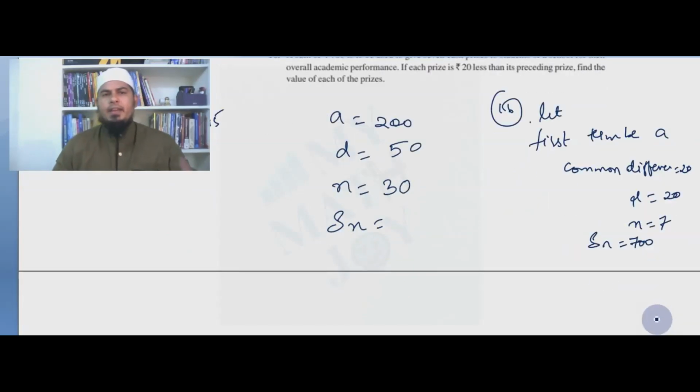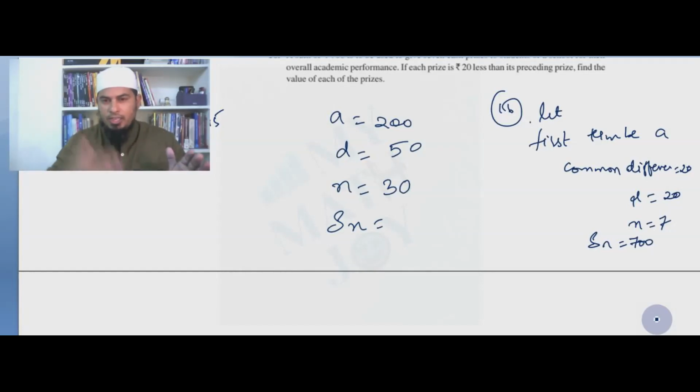Sn is given, n is given, d is given, but a we don't know. When we find the a value from the formula Sn equals n by 2 into 2a plus n minus 1 into d, substitute all these values, only one unknown is there. What is the unknown? a is unknown. By transposing you will get the value of a. Then please make the complete AP of 7 prizes.